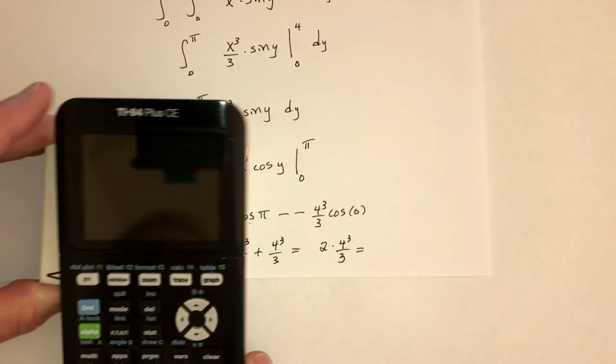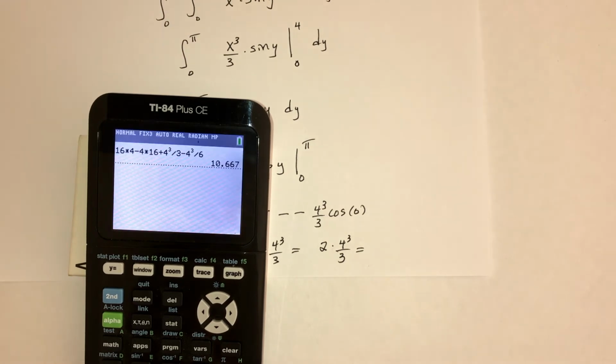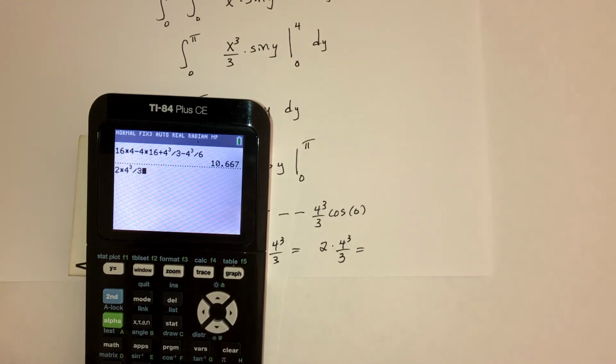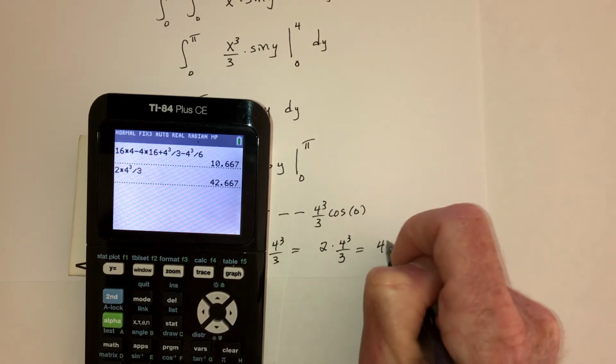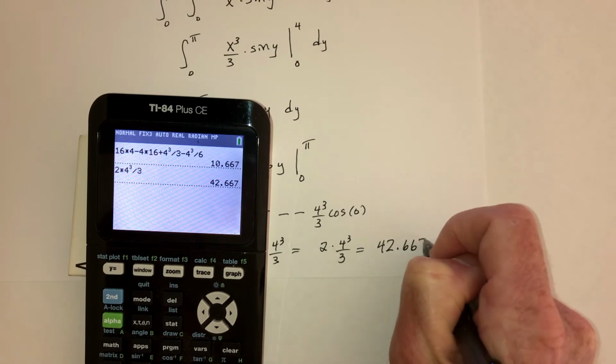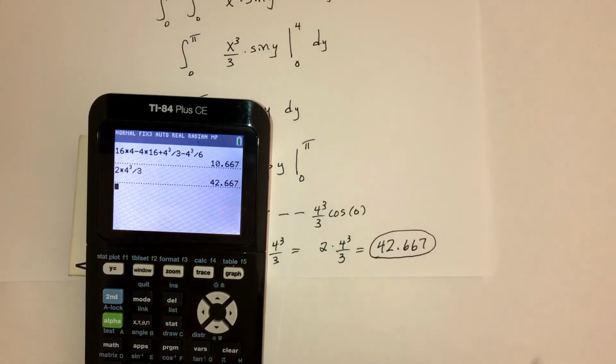Or if we need a decimal, how much is that? So 2 times 4 cubed over 3 is 42.667 in case a decimal is needed.